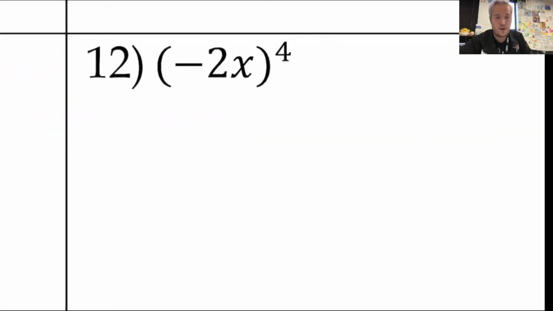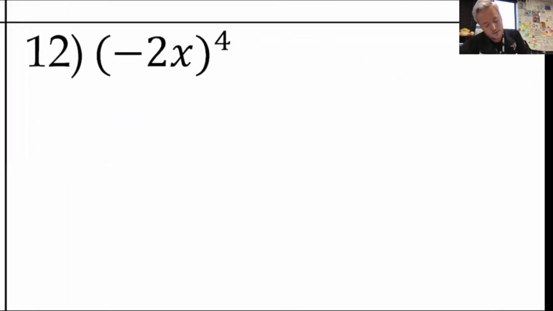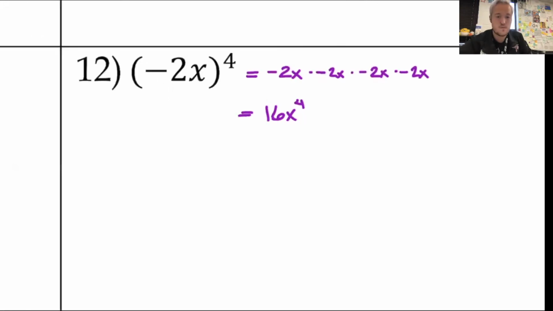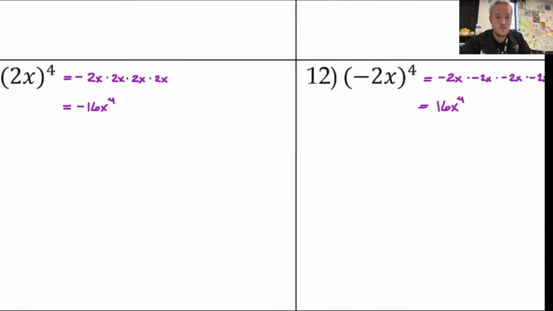All right. However, for number 12, because the negative is written inside the parentheses, that means the negative is going to be repeated as well. All right, so 2 negatives make a positive. There's 4 values, so the final answer is going to be positive. So it's going to be the exact same. Well, close to the same.